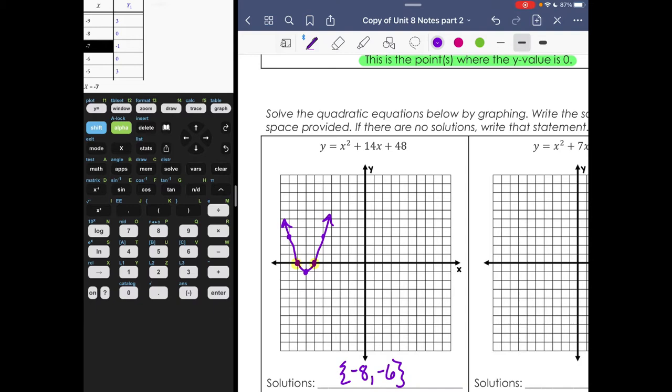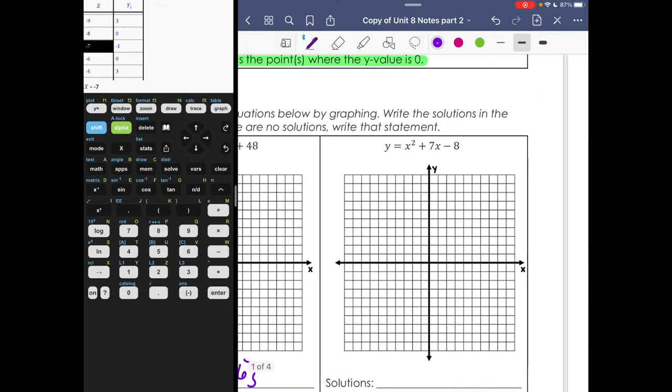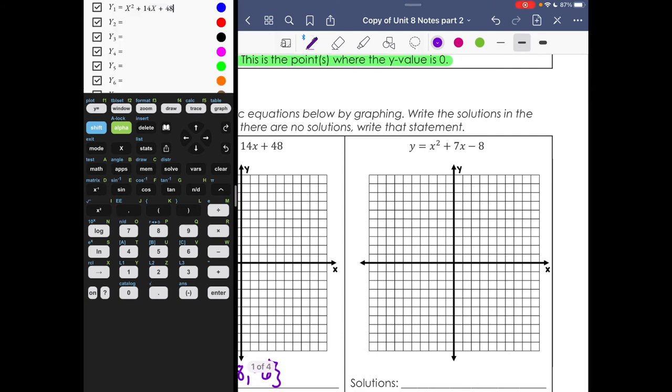Okay, let's do another one. Just go back to y equals, clear this out. And you can do this without the calculator. It just takes some more time because you have to do some trial and error and figure out these by hand.